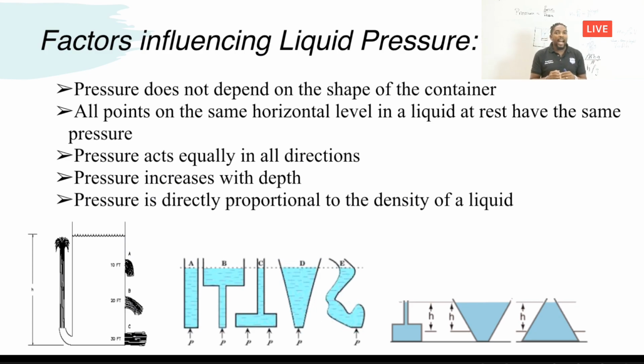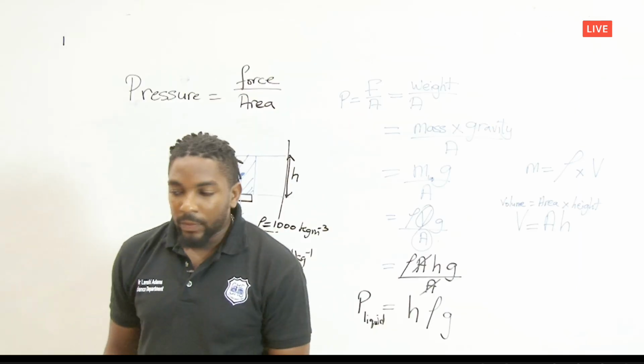Third point is that pressure acts equally in all directions. So pressure at any depth is acting upwards, to the right, to the left, downwards. It's being applied equally in all directions. In a few minutes, I'm going to explain that point. I'm actually going to demonstrate that to you. Next point is that pressure increases with depth. I would have gone through that. And lastly, we have that pressure is directly proportional to the density of a liquid. So that is what we want to understand. These are the main points that influence pressure in a liquid or pressure due to a liquid.